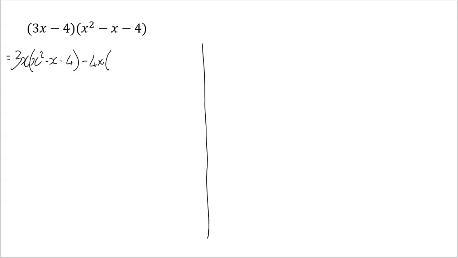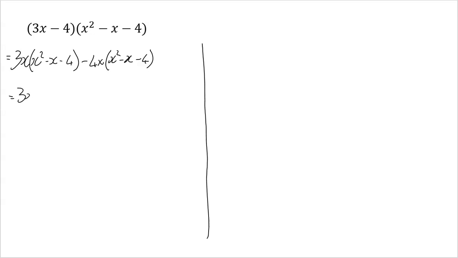The second example was this one here, 3x minus 4, times x squared minus x minus 4. Again, let's demonstrate both methods. So the first one, let's split up the linear factor and then expand around the quadratic. So I'd have 3x, bracket the x squared minus x minus 4. And it's a minus 4 there, so it's going to be minus 4 times the bracket, so the x squared minus x minus 4. Expand each on their own, simplify everything together.